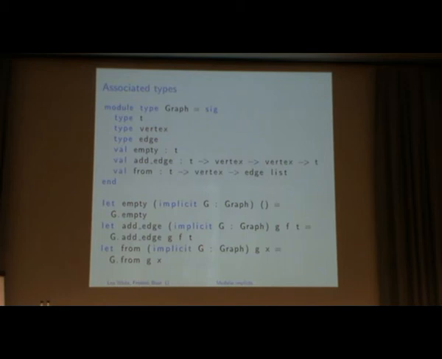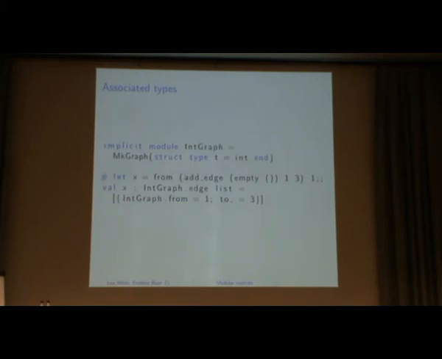A classic example is you've got a graph, with a type T for the graphs, a type vertex for the vertices, and a type edge for the edges, and then some values for constructing and inspecting these graphs, which we then lift down to be functions that take an implicit graph parameter.